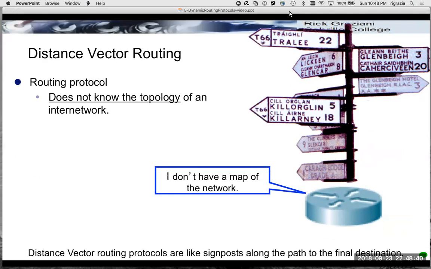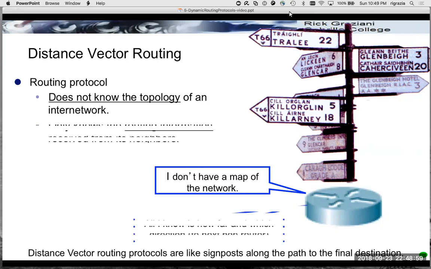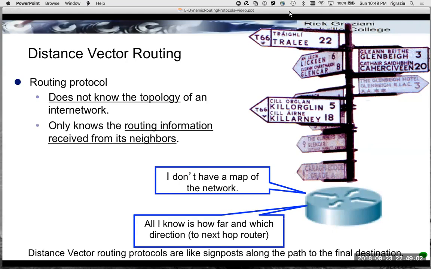Okay? But the only thing the routers know is how far something is and which way to send it. So they don't know the topology of the network. It's nothing more than going to a street sign. You don't have a map. All you know is which way and how far. You don't know if it's up a hill, down a valley, you've got to cross a river, whatever it might be. And you don't know the exact topology. There's no map of the network. That's all the routers know: what is the best, in terms of the routing protocol's metric that it uses to determine the best path, what is the best next hop router to get there?